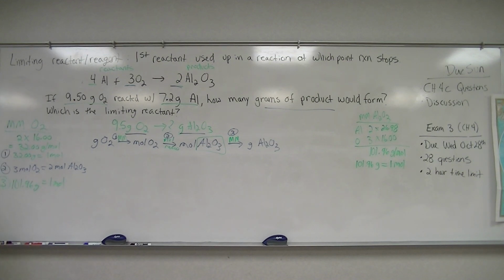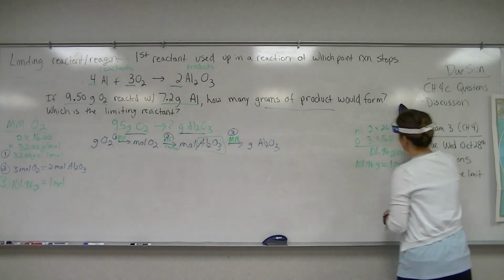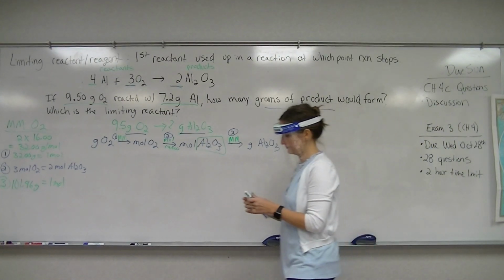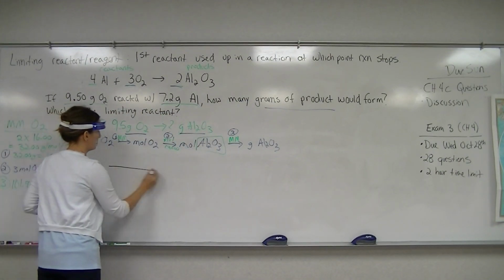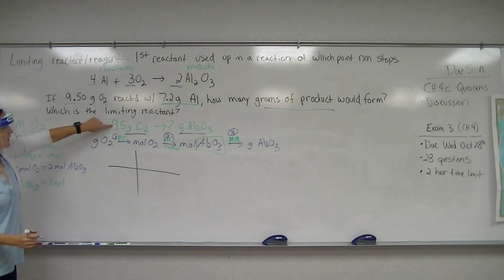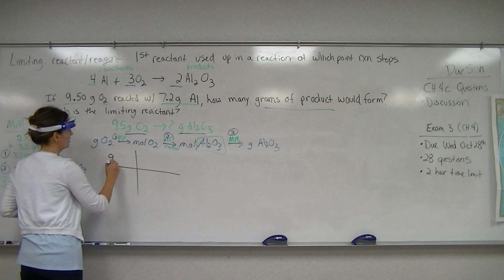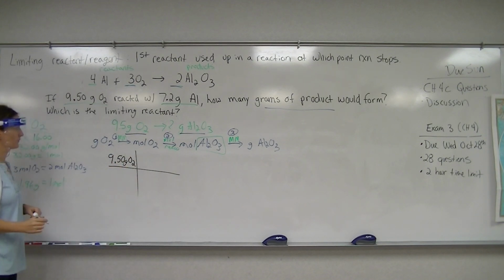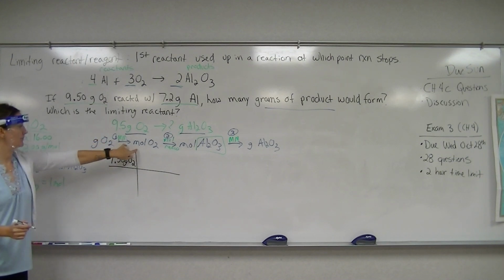Now I'm going to go ahead and start my railroad tracks. I know I'm going to need this much room. Let's erase this. All right, so starting with the 9.5 grams, the number given in the initial question, 9.50 grams of O2. My first step, I'm using the molar mass of O2 to go between grams and moles.